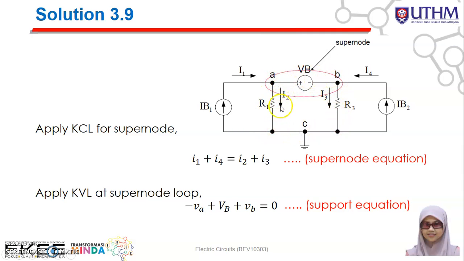Here you have node A. The current will flow from the positive terminal to the negative terminal, so that's why you have positive, negative, VA. Same goes here: current will flow from the positive terminal to the negative terminal, so that's why you have VB. So you apply the KVL at the supernode loop: negative VA plus VB, and then plus VB equal to 0. So this is considered as the support equation.